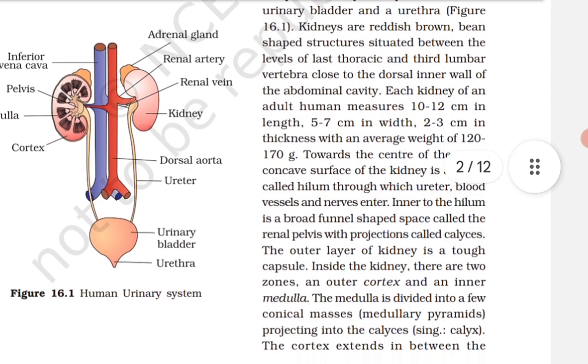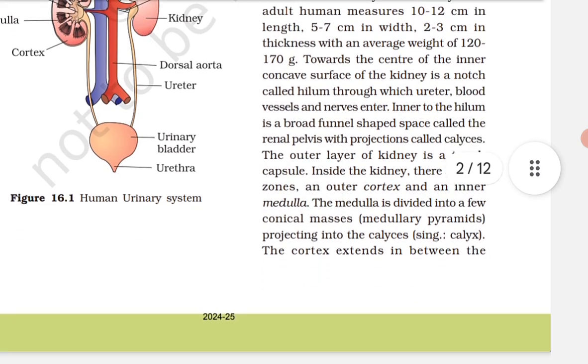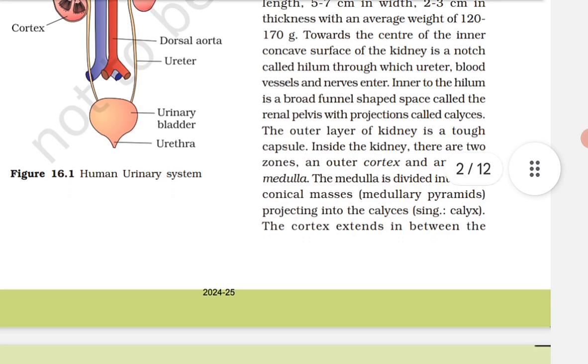Understood? Each kidney of an adult human measures 10 to 12 cm in length, 5 to 7 cm in width, 2 to 3 cm in thickness with an average weight of 120 to 170 gram. What weight? 120 to 170 gram. Towards the center of the inner concave surface of the kidney is a notch called hilum, through which ureter, blood vessels and nerves enter. Where from? From the hilum. Inner to the hilum is a broad funnel-shaped space called the renal pelvis, with projections called calyces.